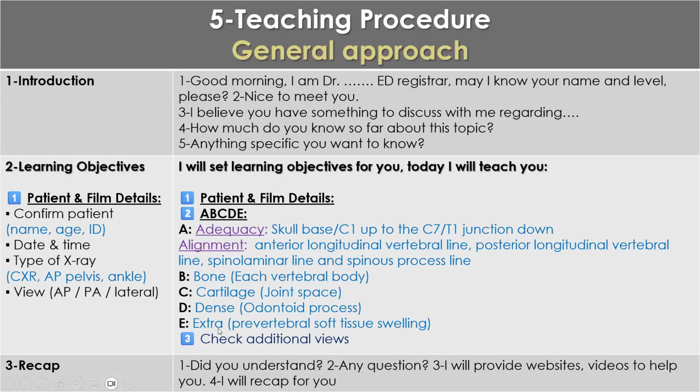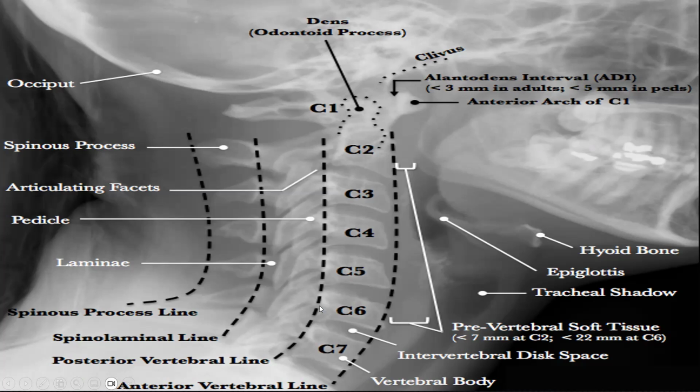What is the next point? Prevertebral soft tissue swelling. How do I know it's swollen? Less than 7 millimeters should be normal, sir, at the level of C2. And what else? Less than 22 millimeters at C6, sir. Okay, C6.